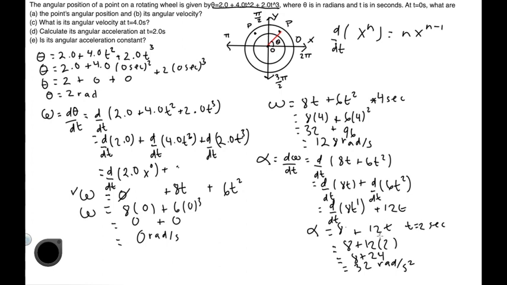If we imagine that t equals 1 second, this would be 8 plus 12 times 1, which would be 8 plus 12, which equals 20 radians per second squared. And in this case, because we have a varying acceleration, it won't be constant. Remember, acceleration is a derivative, and a derivative is simply a slope. It's a rate of change.